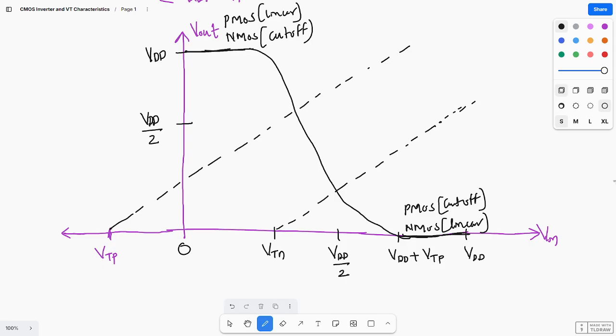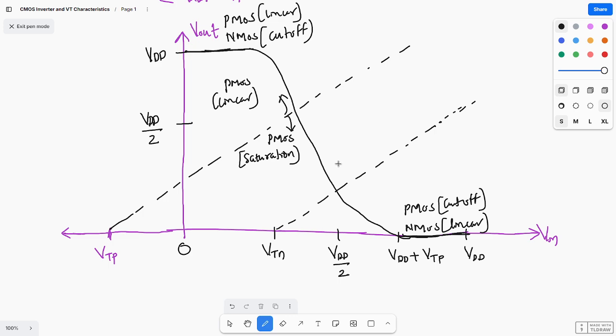If you see here, PMOS is in cutoff region, so it is going to a lower value. So PMOS will be operated here in linear region, and in this part PMOS will be operated in saturation region.